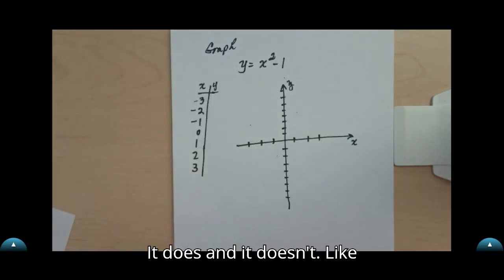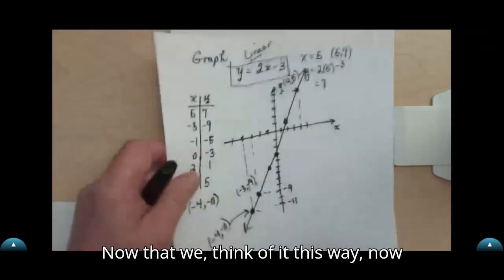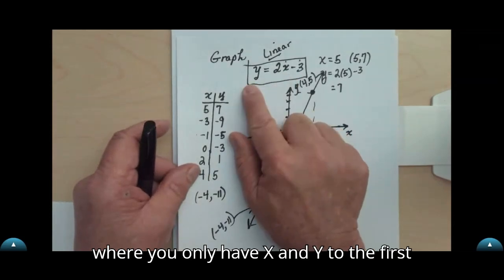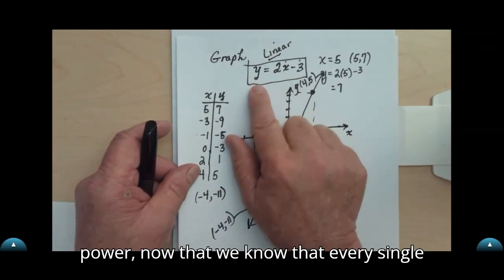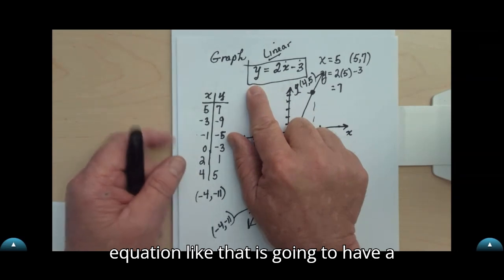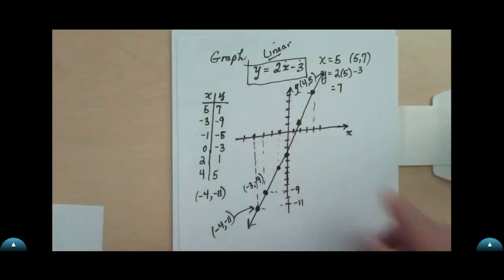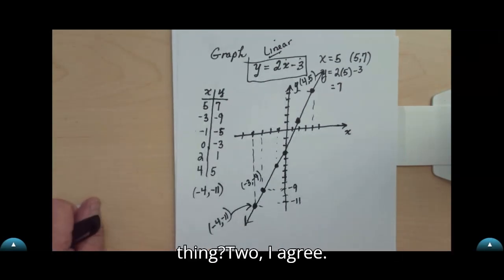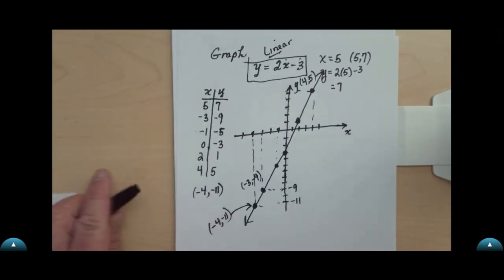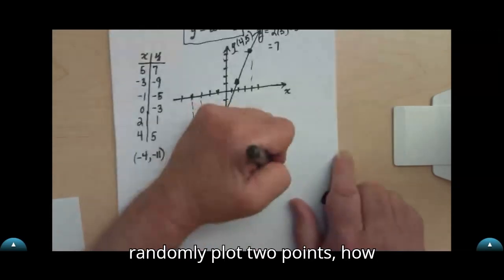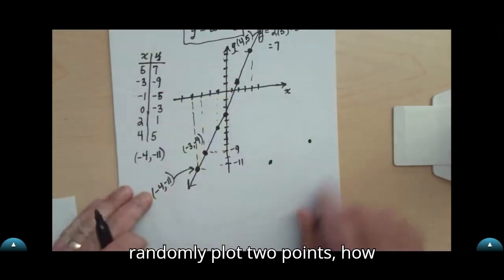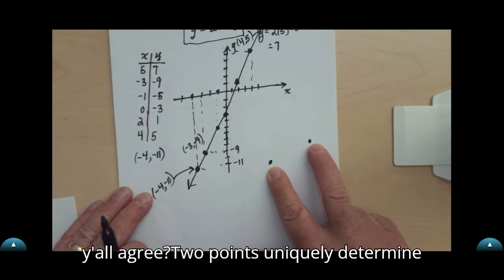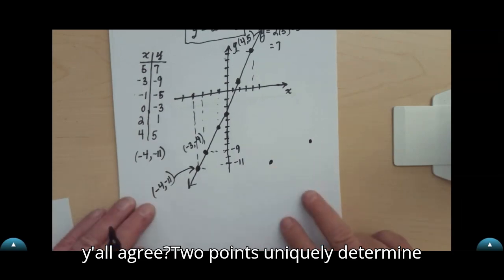It does and it doesn't. Now that we know that every single equation where you only have x and y to the first power has a graph that's a line, what's the fewest number of points I could have gotten by with and graphed it? 2, I agree. Because if I randomly plot 2 points, how many different lines are there that go through both of these points? Only 1, do y'all agree? 2 points uniquely determine a line.